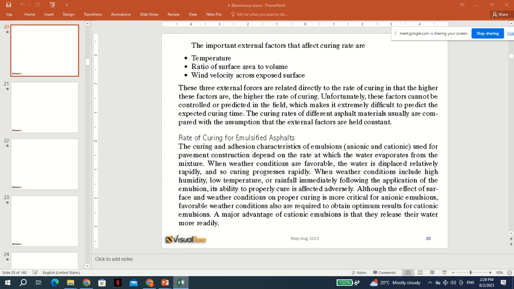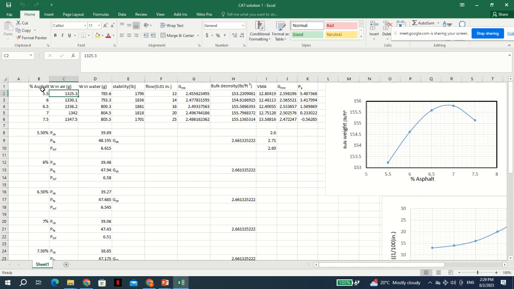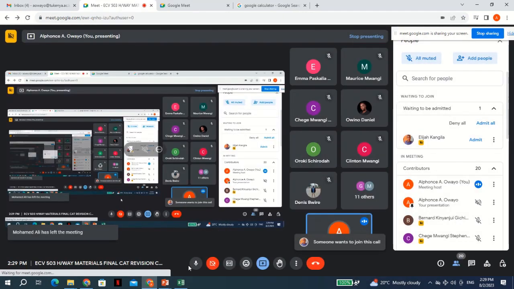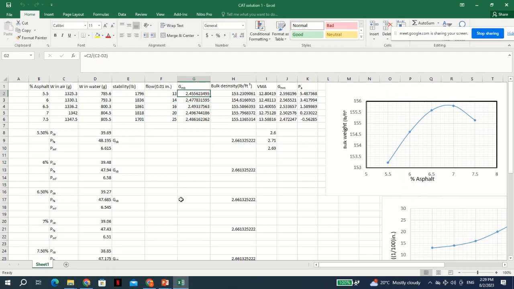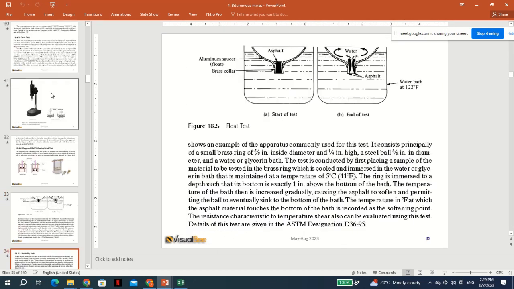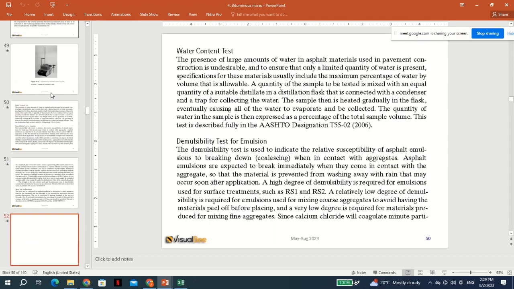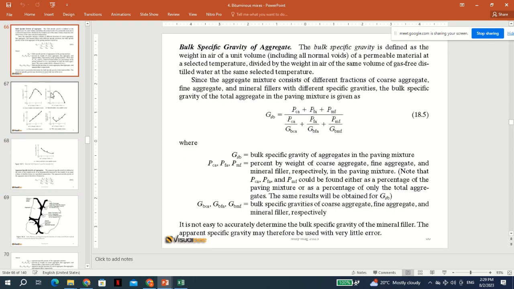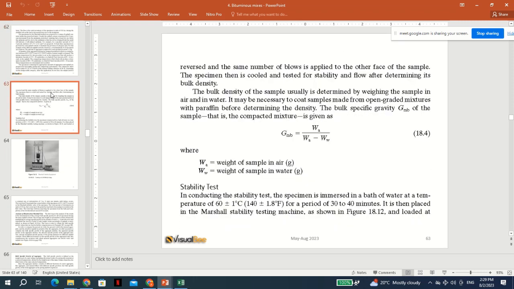So just to show you in the Excel sheet here, all this data up to here have been provided. So starting from Gmb, let's see what that is. Gmb, how do we calculate that? Nothing really, just to see that you can remember or implement these formulas. These ones you should remember off head. Okay. So Gmb is weight in air over weight in air minus the weight in water.